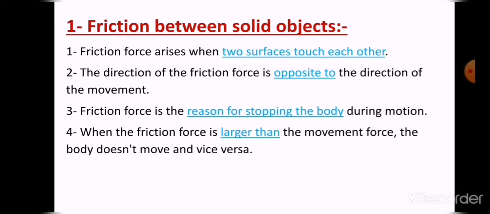When the friction force is larger than the movement force, the body doesn't move. And vice versa: when the movement force is larger than the friction force, the object moves. So you have two forces: the movement force that moves the object, and the friction force that causes the object to slow down and stop.